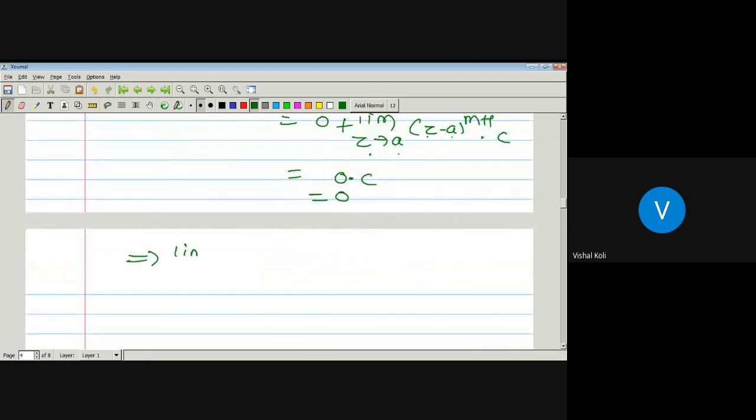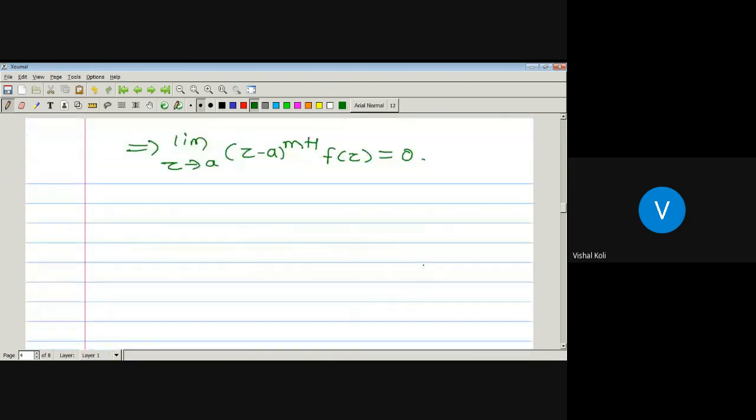limit z tending towards the point a, (z minus a) to the power m plus 1 into f of z is equal to 0. Again, by the definition of removable singularity, limit z tending towards the point a, (z minus a) to the power m plus 1 into f of z can be written as limit z tending towards the point a, (z minus a) into (z minus a) to the power m into f of z is equal to 0. Let us take this one as the first.